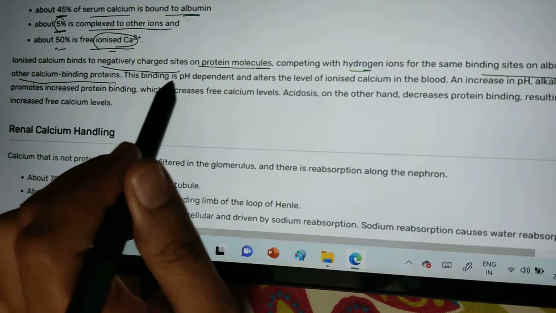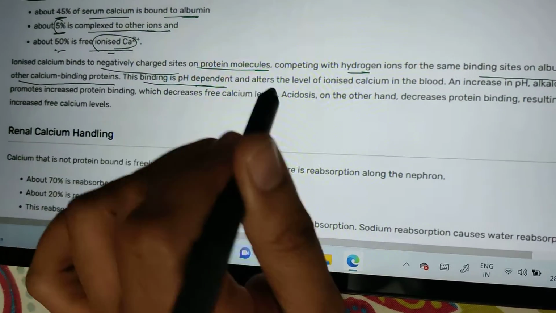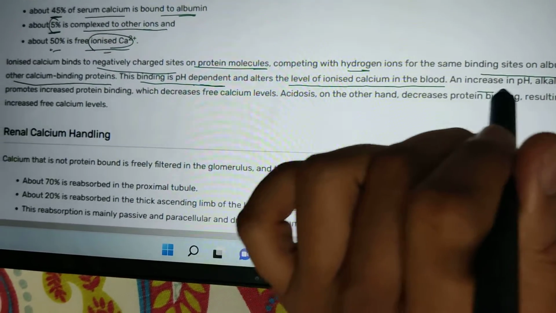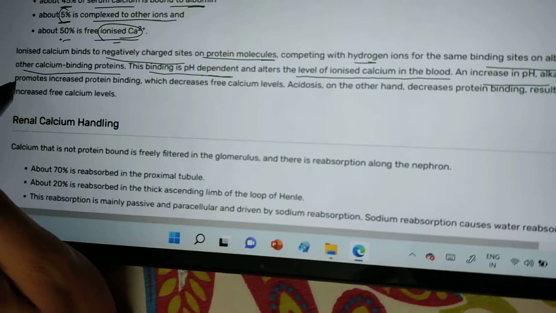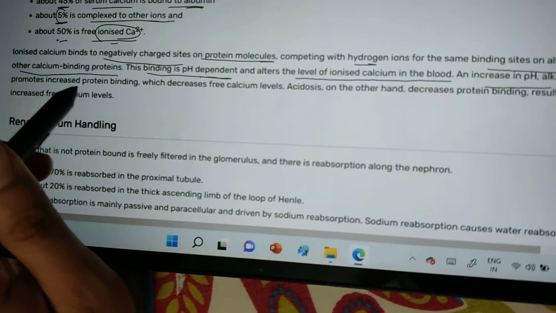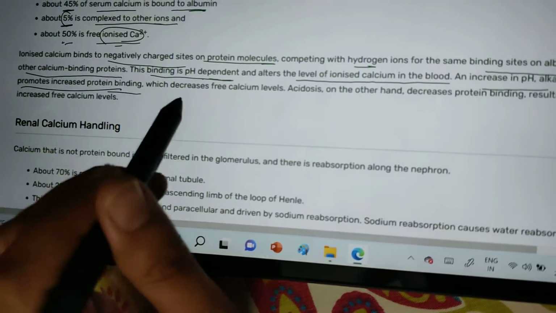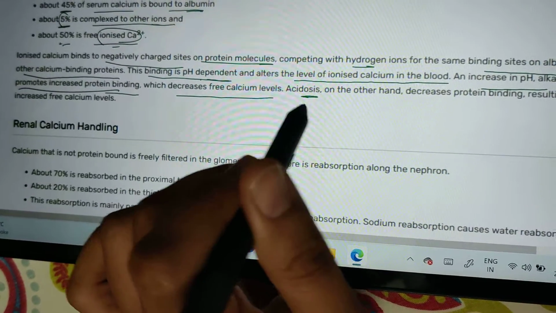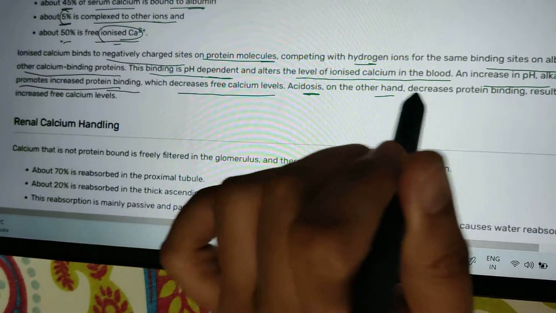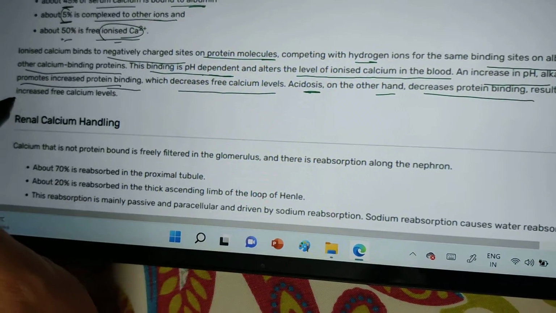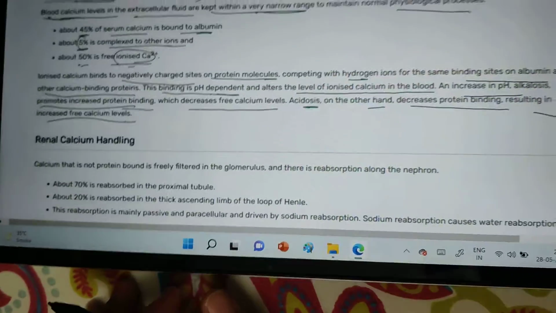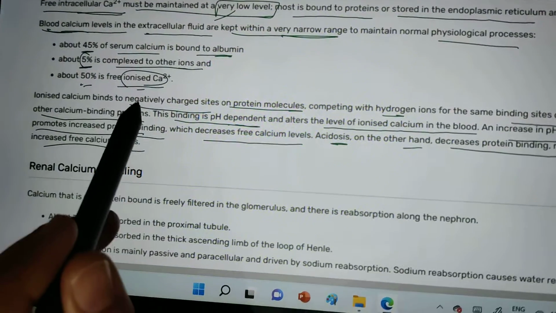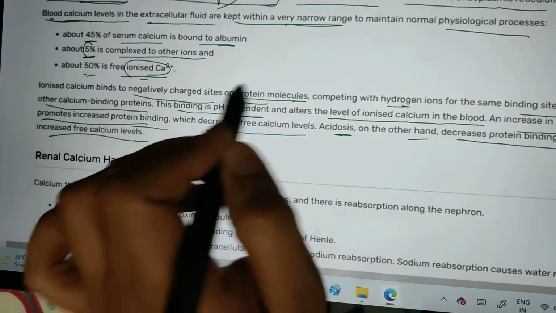This binding is pH dependent and alters the level of ionized calcium in the blood. An increase in pH, alkalosis, promotes increased protein binding, which decreases the free calcium level. Acidosis, on the other hand, decreases the protein binding, resulting in increased free calcium. Got it? Ionized calcium binds to negatively charged sites on the protein molecule.